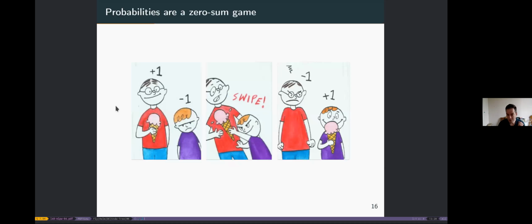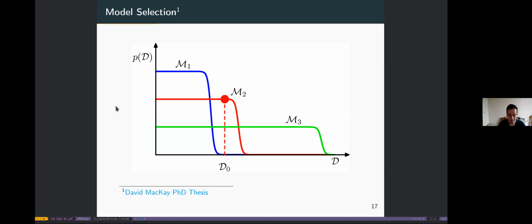This notion has led to this quite famous graph, and this graph comes from David MacKay's PhD thesis. Neil will mention David a bit more, but David was a professor here in Cambridge, who had an enormous impact on machine learning, both in this country and elsewhere. He was a very inspirational figure.